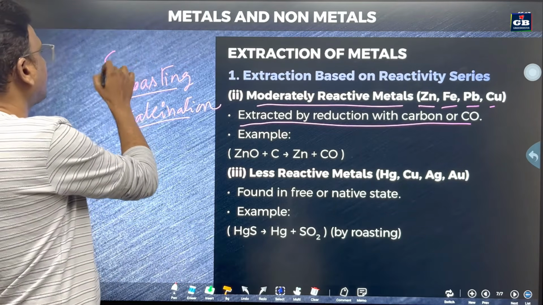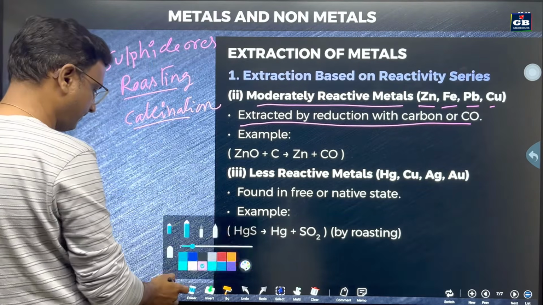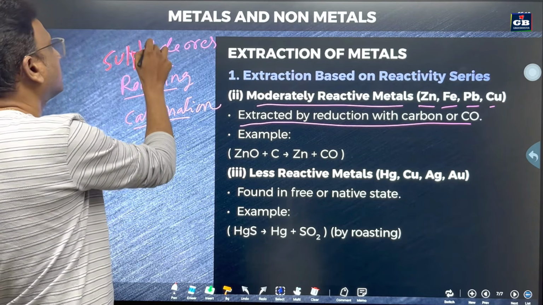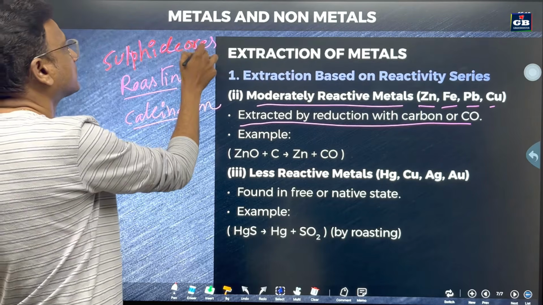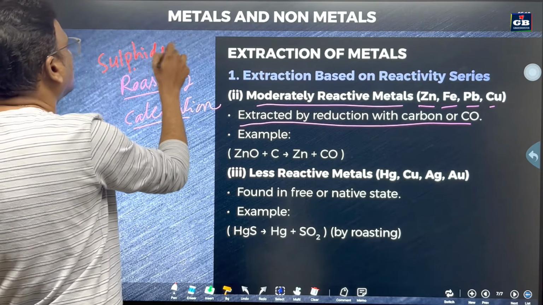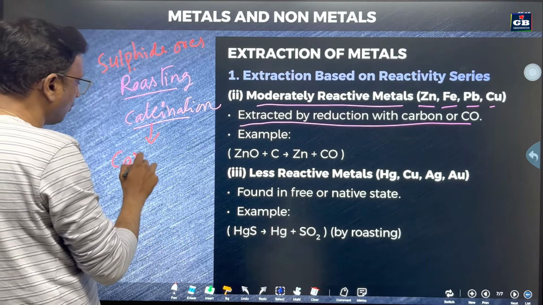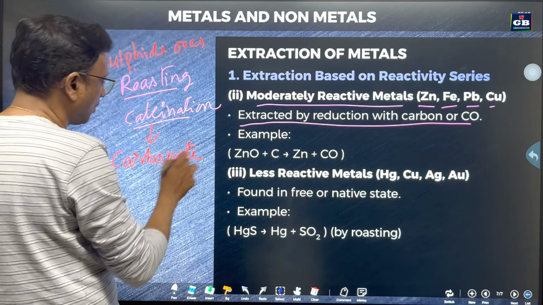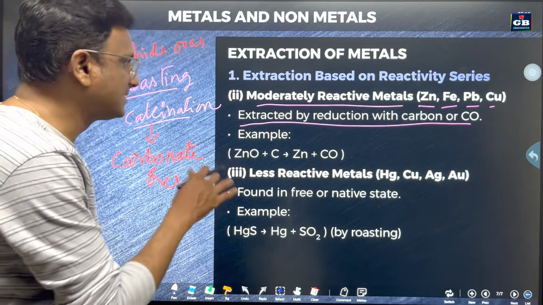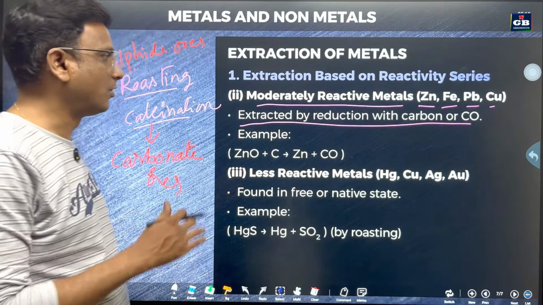Roasting is usually used for sulfide ores. I'll be writing it again: sulfide ores. Calcination is used for carbonate ores. By these methods, moderately reactive metals like zinc, iron, lead, copper are extracted.